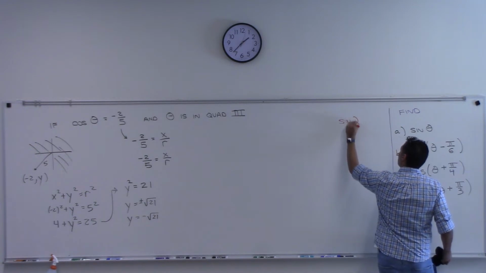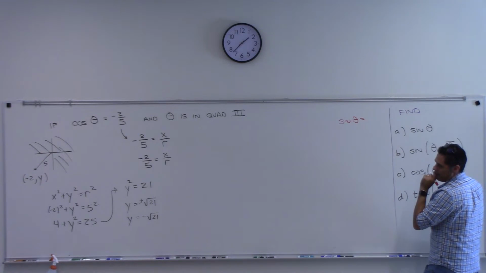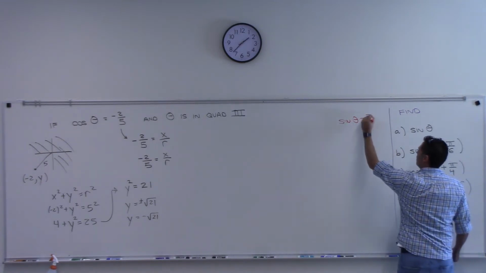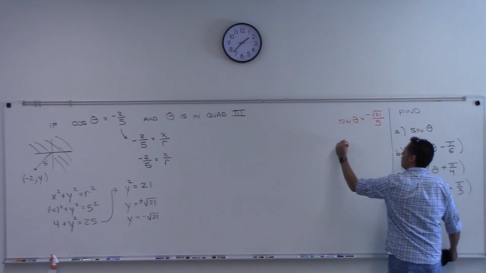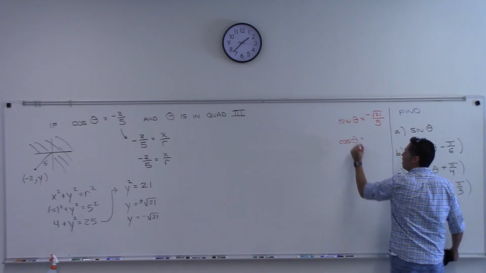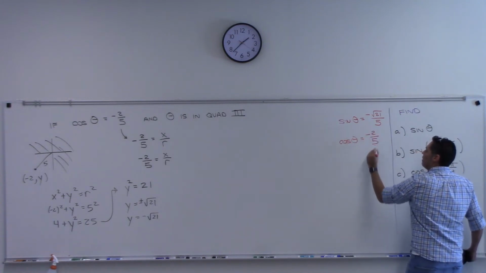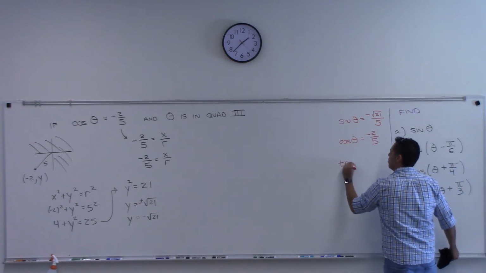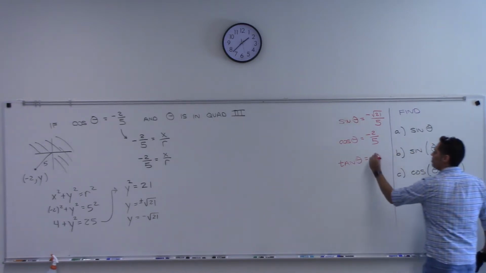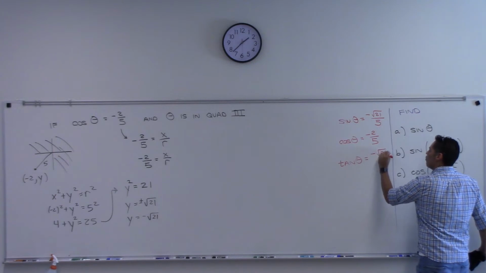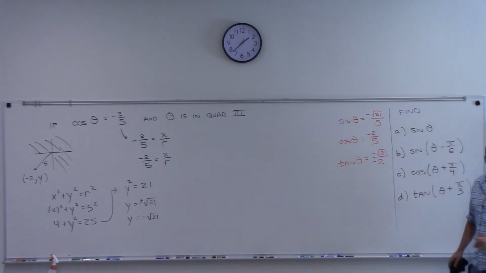Sine of theta is, what was sine? Negative. Good. Root 21 over 5, right? And then cosine theta, well that I shouldn't mess up, right? Because that was given to me. Negative 2 over 5. And then just in case we need it, tangent theta will be the y coordinate divided by the x. So negative root 21 over negative 2, right? So would it be positive? Yeah, so we just make this positive.